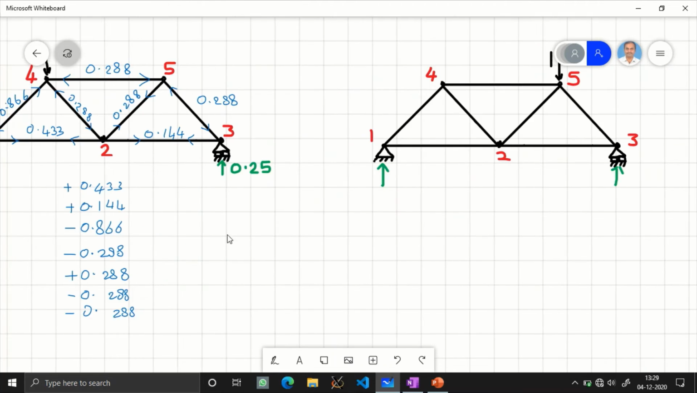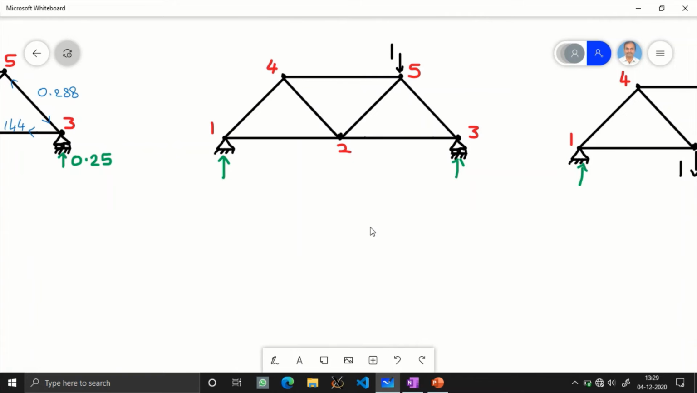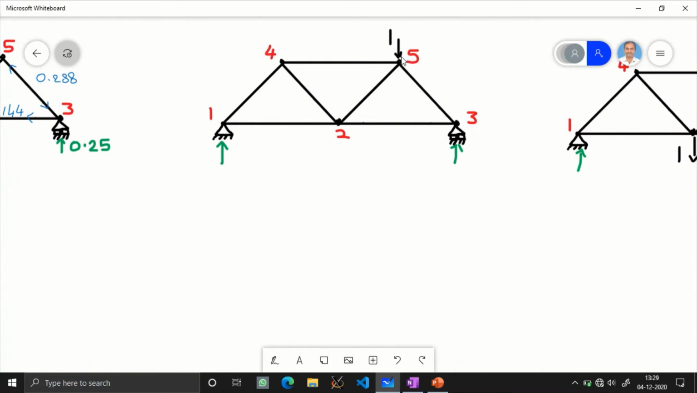For the second column of my B matrix, I will apply my F2 force as 1. F2 is acting at joint 5. I will apply that as 1 and find the value of support reactions first. Here the value will be 1 times 1.5 by 6, so it is 0.25. And in this support it will be 1 times 4.5 by 6, it is 0.75.